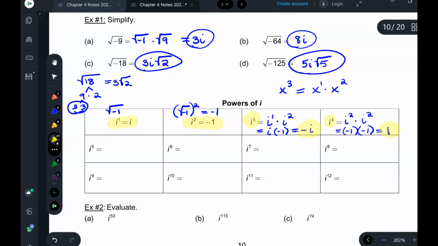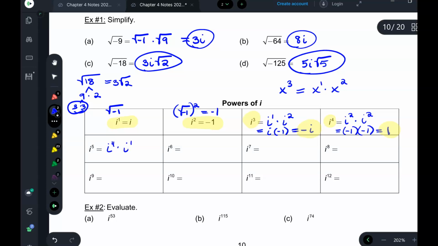So let's take a look at the pattern. It was i to the first, i squared becomes -1, i to the third becomes -i, i to the fourth is positive 1. Now watch the pattern. What do you think i to the fifth is going to be? How can I rewrite i to the fifth? It's i to the fourth times i.